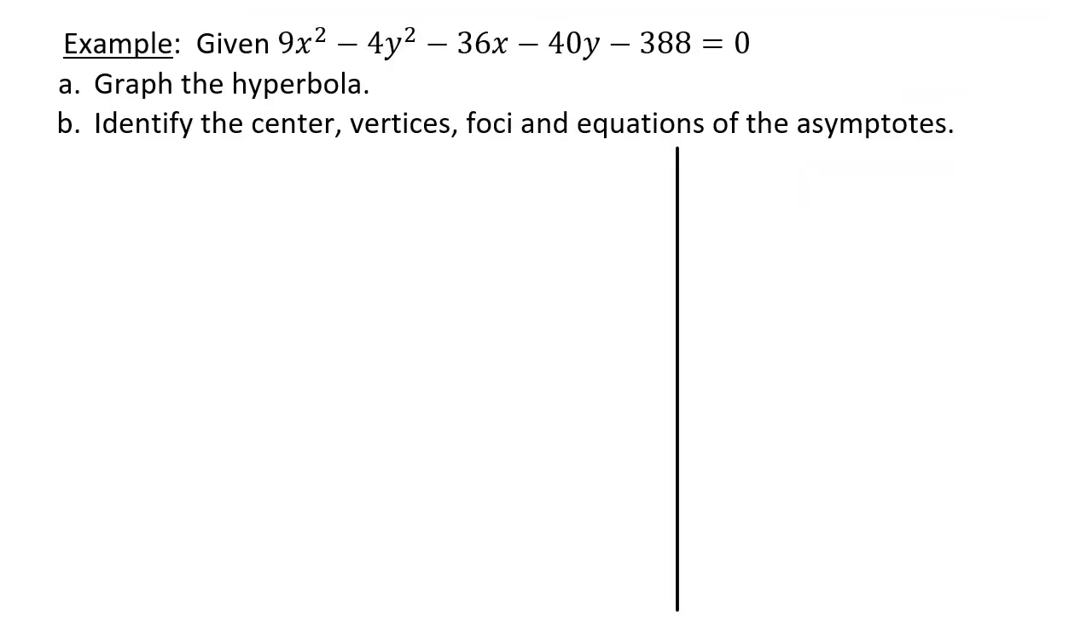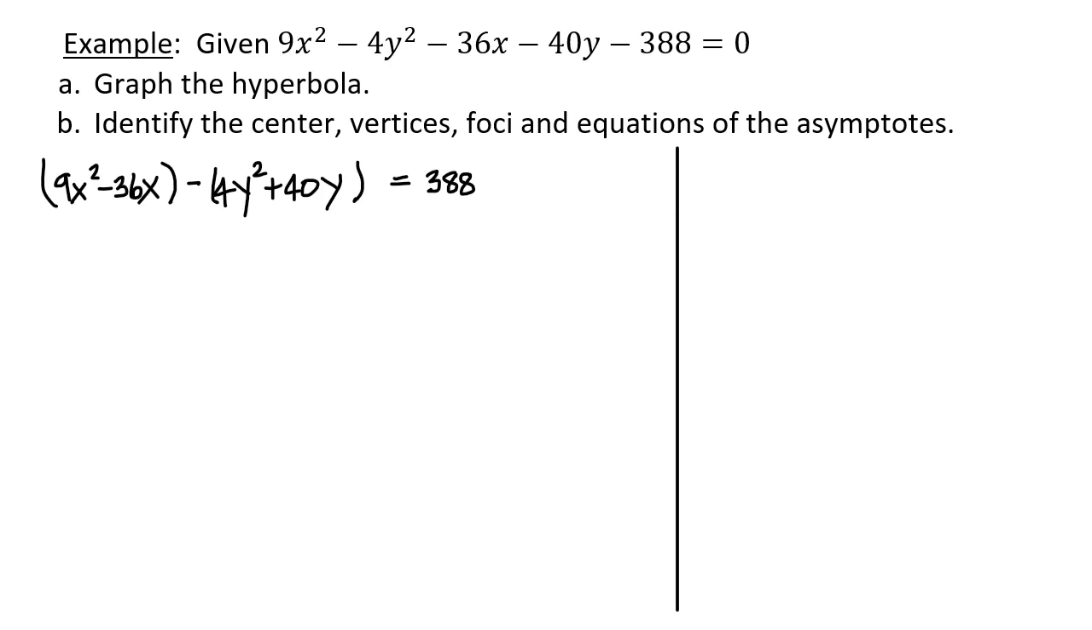In the example, we're given that 9x squared minus 4y squared minus 36x minus 40y minus 388 equals 0. We're asked to graph the hyperbola, identify the center, vertices, foci, and equations of the asymptotes. I'm going to have to complete the square twice. I'm going to group all the x's together, all the y's together. So that's going to give me 9x squared minus 36x minus 4y squared plus 40y, all in brackets, equals 388.